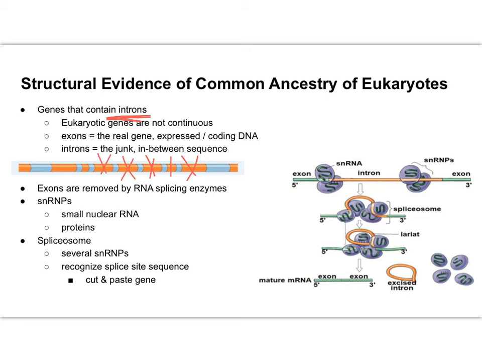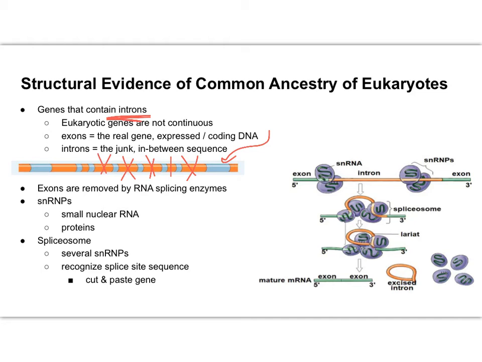So all of these orange parts here are what are considered junk DNA. That DNA is not going to be expressed, whereas the exons, the blue, that is the coding DNA. So again, this is different than prokaryotes. Prokaryotic DNA does not have introns. So again, we're showing this link to common ancestry by having this similar structure in the way that the DNA is put together.